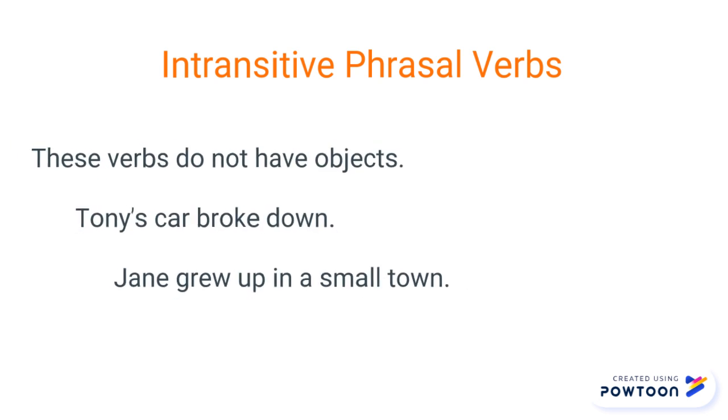By contrast, intransitive phrasal verbs are verbs which do not have objects. For example, Tony's car broke down. We don't know who broke it down. Jane grew up in a small town, and we don't know who did the action.